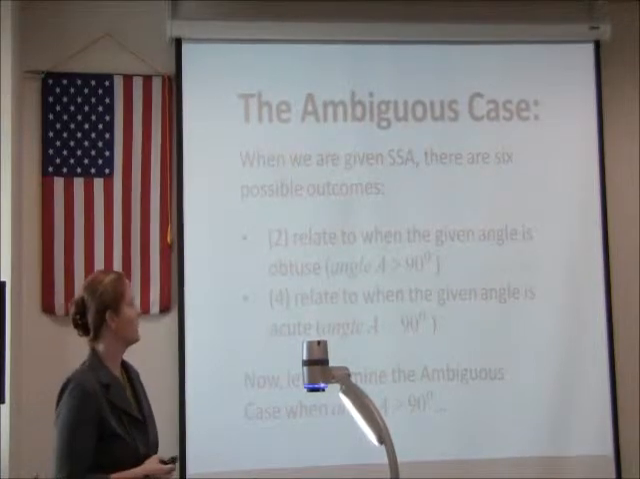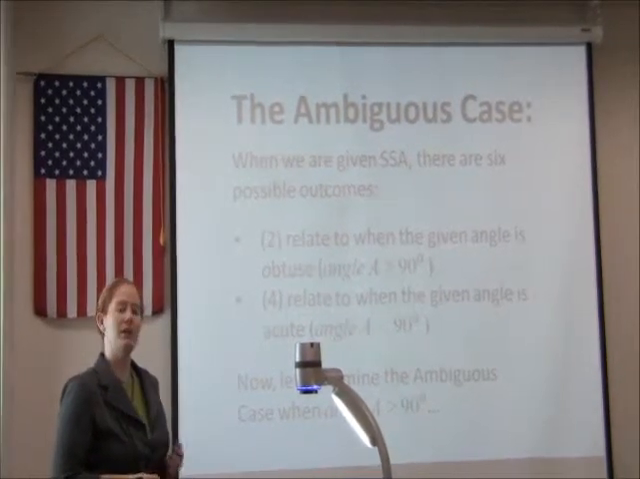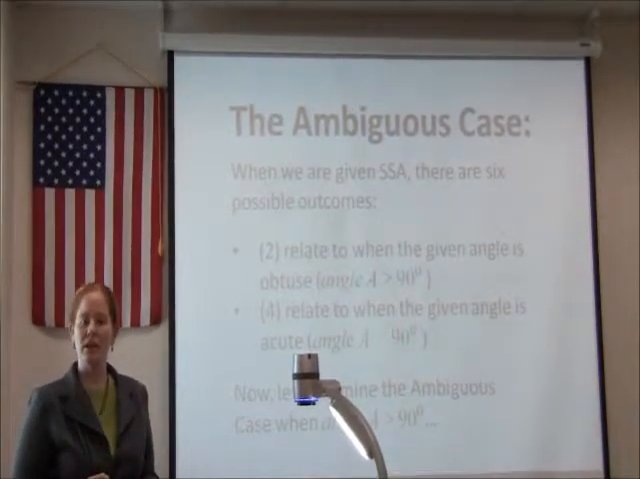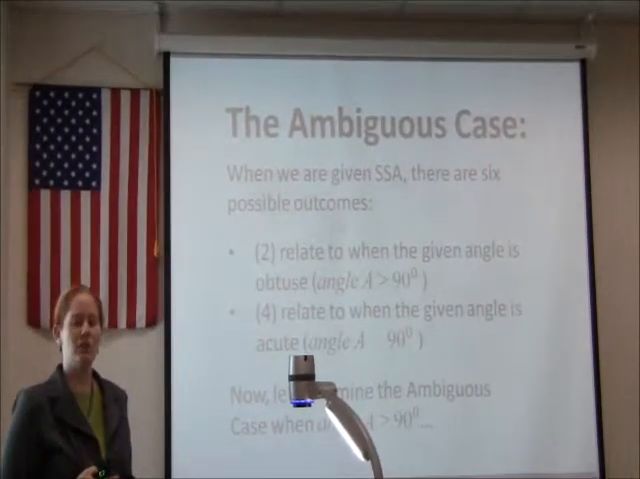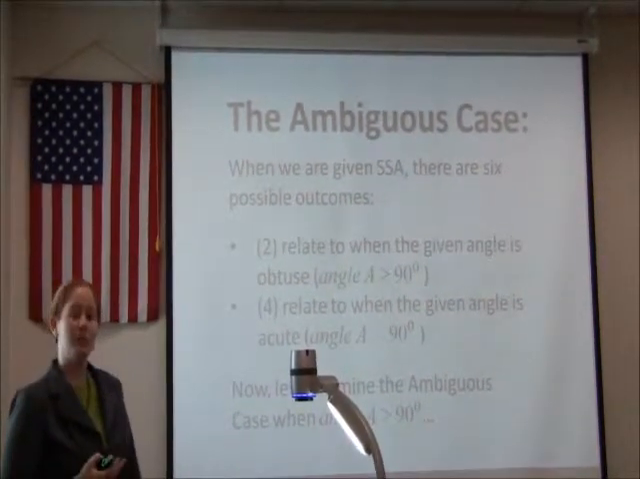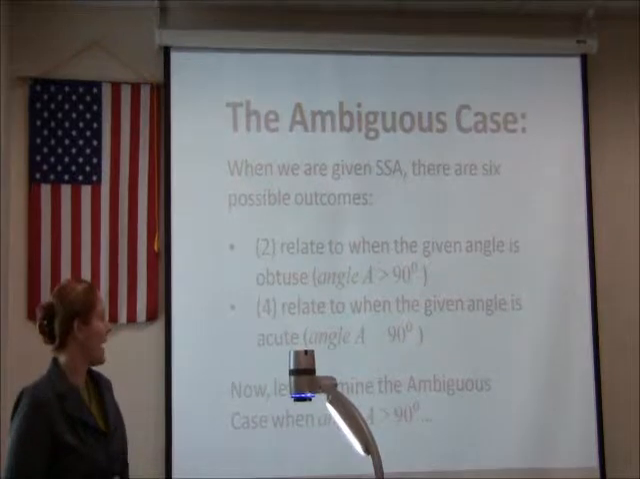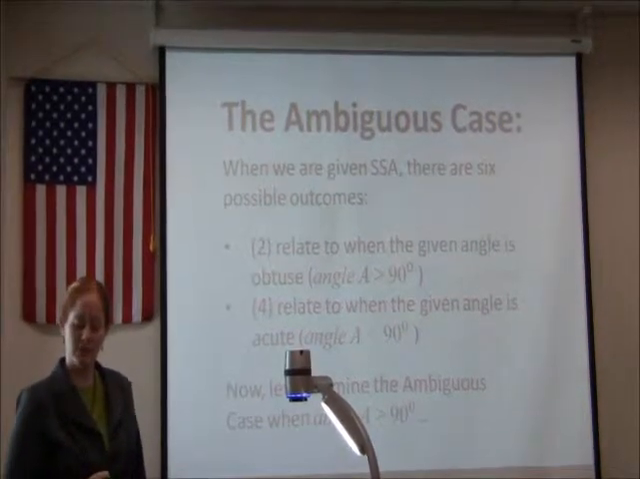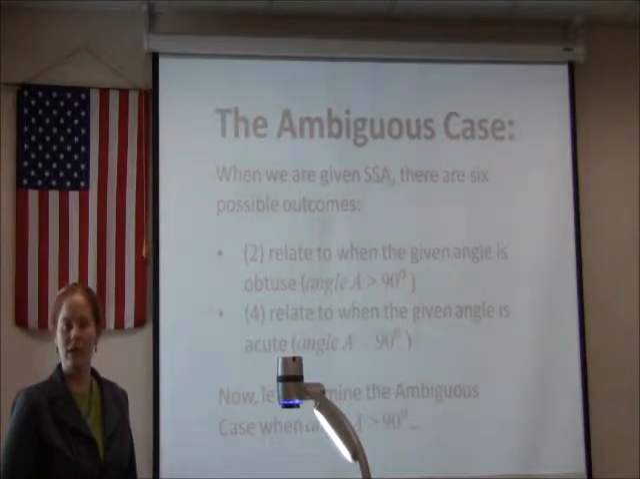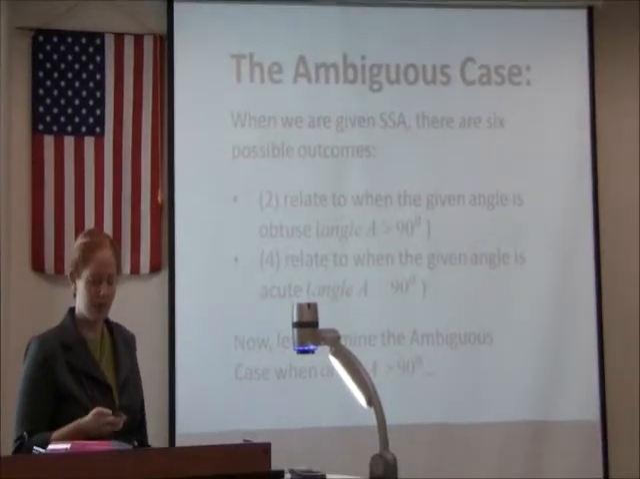So, for the ambiguous case, first we break it up into whether or not our given angle, which we'll call angle A, is obtuse, meaning it's greater than 90 degrees, or if it's acute, meaning it's less than 90 degrees. So, two cases relate to when it's obtuse, greater than 90 degrees, and four cases for when it's acute. So let's go ahead and look at the case when my angle A is obtuse or greater than 90 degrees, because there's only two cases and we'll go ahead and get them out of the way.